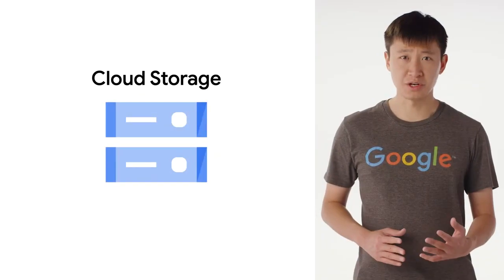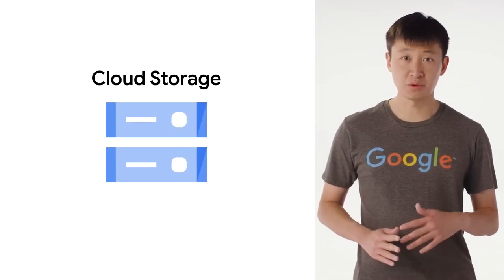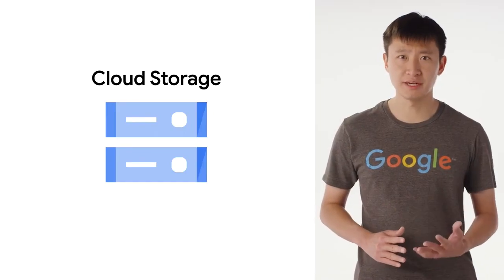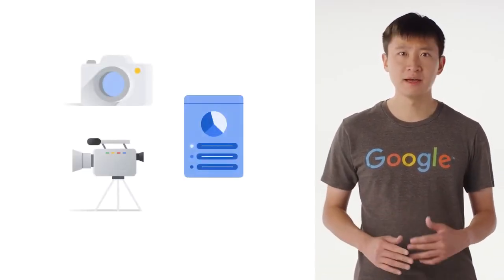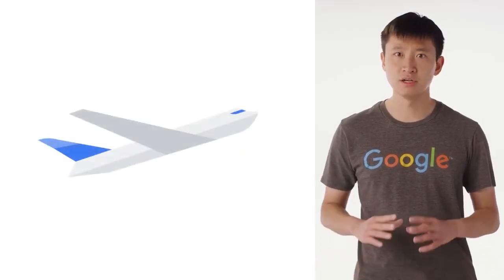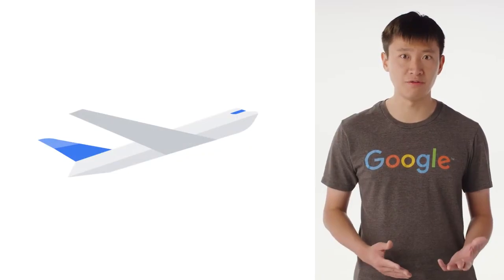First, we have Cloud Storage. Cloud Storage is great for storing files of any format in the cloud. This includes unstructured data like images, videos, and documents. For example, let's say you're building a social networking website for international travelers. You could use Cloud Storage to store profile photos and travel videos for each user.